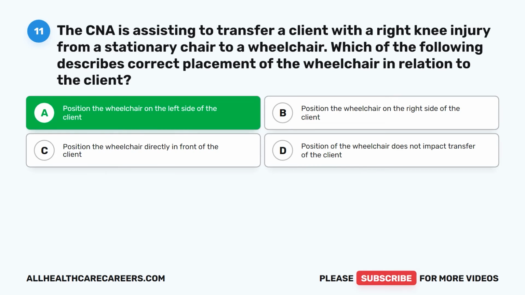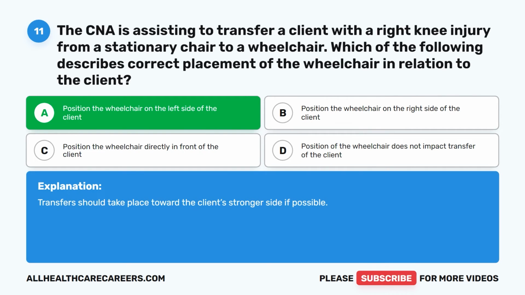The correct answer is A. Position the wheelchair on the left side of the client. Transfers should take place toward the client's stronger side if possible.